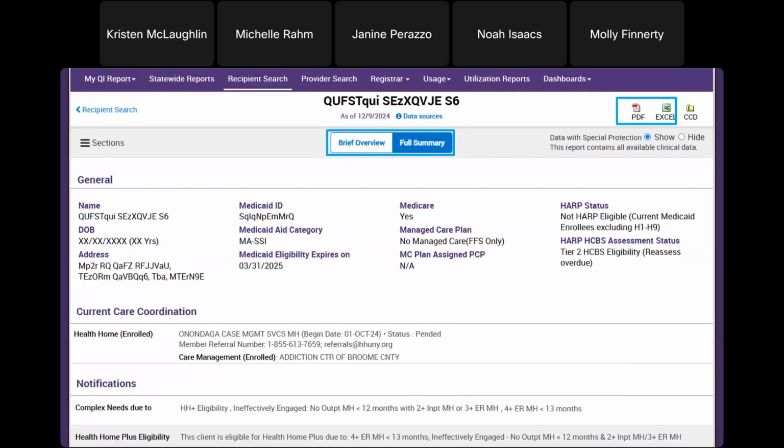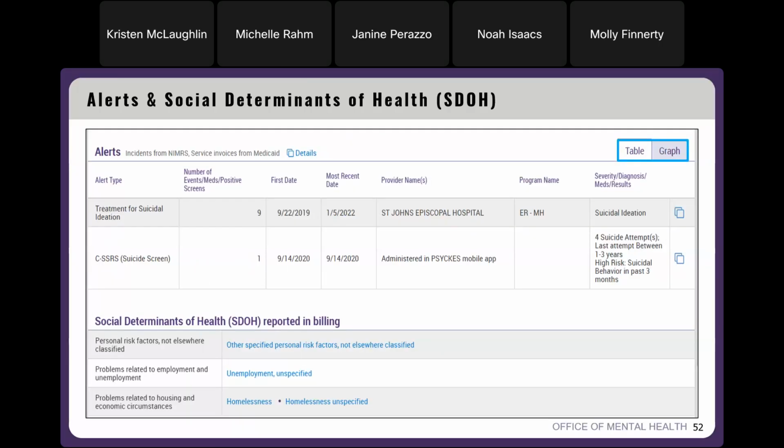Now I'm at the full summary, and I also have the ability to export this information as a PDF or an Excel. Up at the top, you have the general information. This data is all scrambled for training purposes, but these go through the same exact sections that we were just looking at before, the current care coordination as well as the notifications. If I keep scrolling down the page, unlike the brief, I have the ability to drill in for more details.